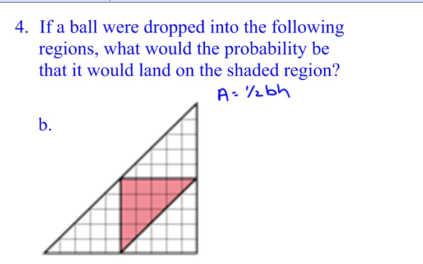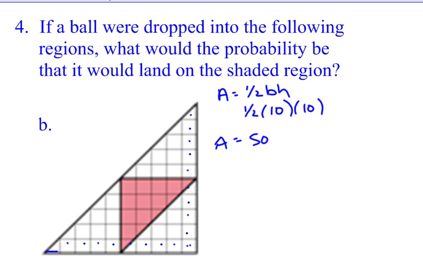So my base, I would say, is 1, 2, 3, 4, 5, 6, 7, 8, 9.5, maybe? Well, no, that's a full 10 going across. So 1/2 times 10 times 1, 2, 3, 4, 5, 6, 7, 8, 9, 10. So the area here would be 50. That's my outside, or the big triangle, we should say.